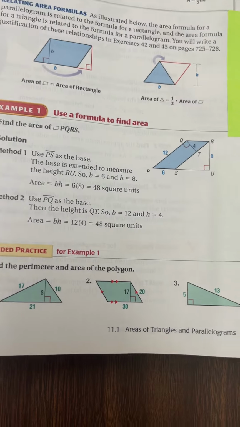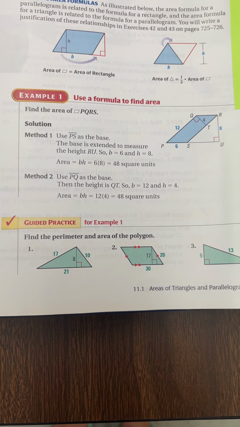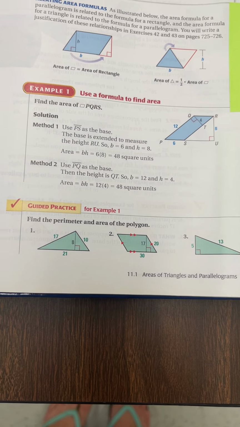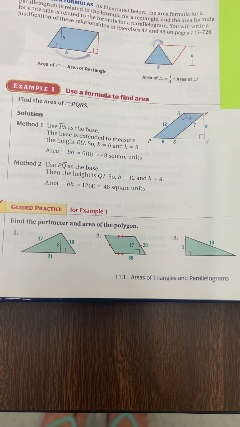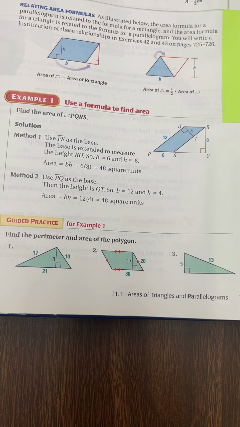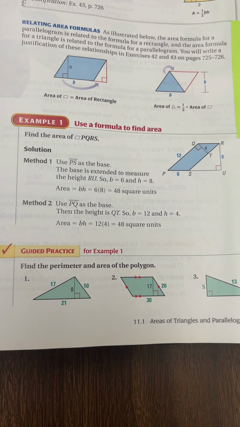On page 721, we're going to go over these three examples. It asks you to find the perimeter and the area. So perimeter is just the sum of all the side lengths of the outside. Area, of course, is the inside. So number one is a triangle. So I'm going to flip back and forth here. It looks like I did number 2 with you.